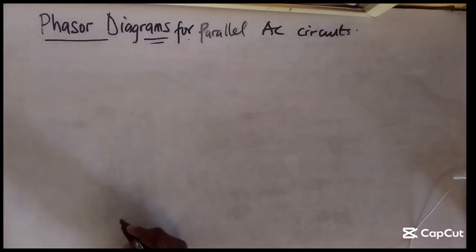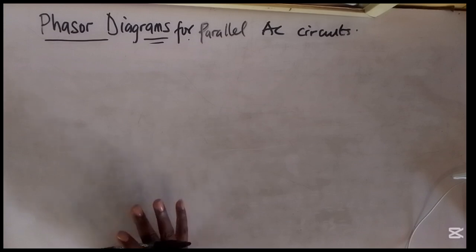So let's see phasor diagrams for parallel AC circuits. In the last video, we saw the diagrams for series connections of elements in AC circuits. This time we're looking at the parallel arrangements. Let's start off with the RL parallel circuit.